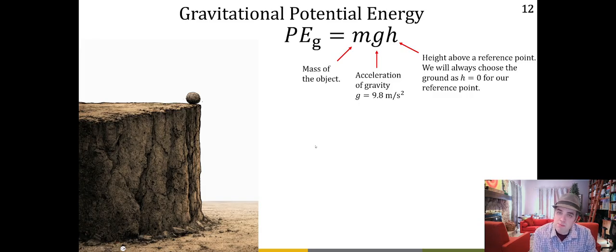So I mentioned these energies before, but we have two more I want to talk about, and that is gravitational potential energy. So this is potential energy of gravity, this subscript here stands for gravity, equals mgh: the mass of the object, times g, which is 9.8 on Earth, times h, which is the height above a reference point. So we're always going to choose the ground to be height equals 0. That's going to be our reference point.